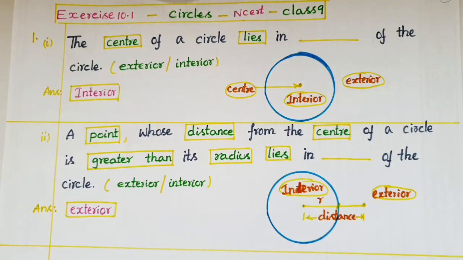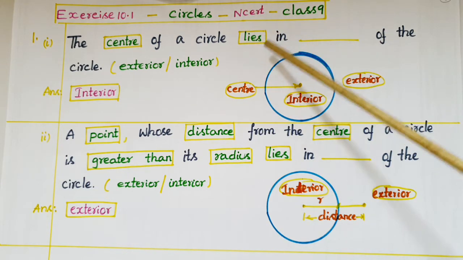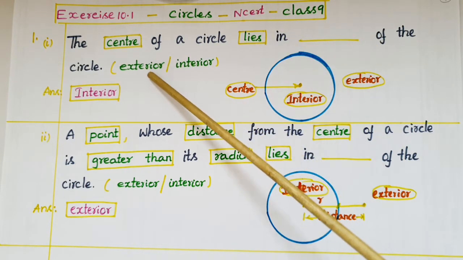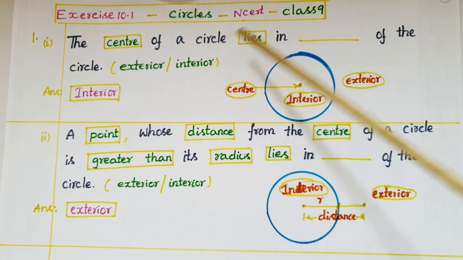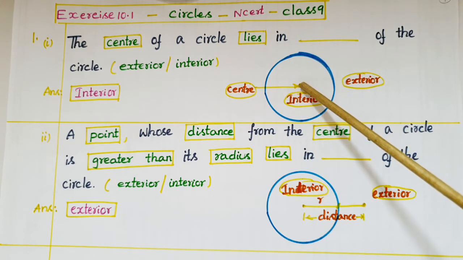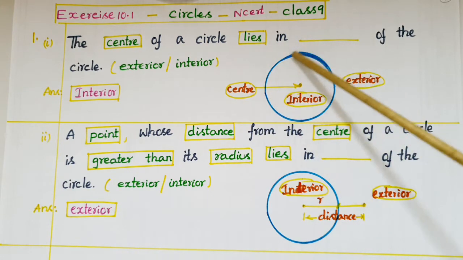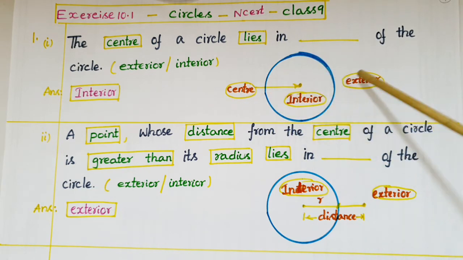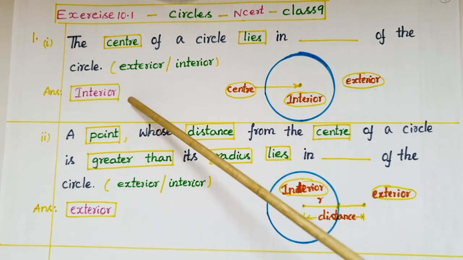Hello everyone. Today I am going to tell the solutions of exercise 10.1 from the circles chapter from NCERT class 9. The first one is: the center of a circle lies in dash of the circle. The given options are exterior and interior. We know that the center of the circle lies in the interior of the circle. This is inside of the circle. So this is interior and this is the center and this is exterior. So the answer is interior.